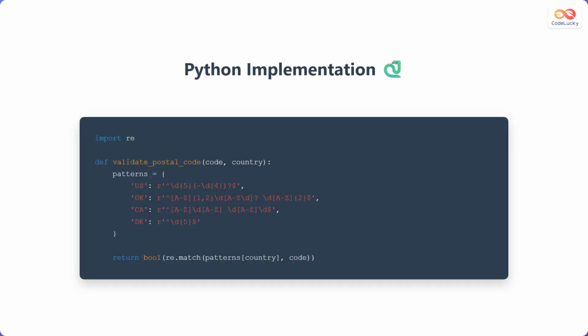Now let's see how we can implement this postal code validation in Python. First, import the re module for regular expressions. Then define a function called validate_postal_code that takes the postal code and the country code as inputs. Inside the function, we create a dictionary called patterns to store the regular expression patterns for each country. The countries included are the United States, the United Kingdom, Canada, and Germany. Finally, the function returns a Boolean value indicating whether the provided postal code matches the regular expression pattern for the specified country, using the re.match function.